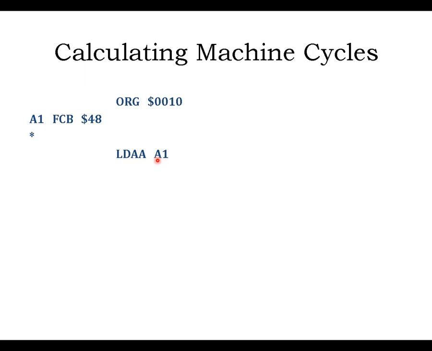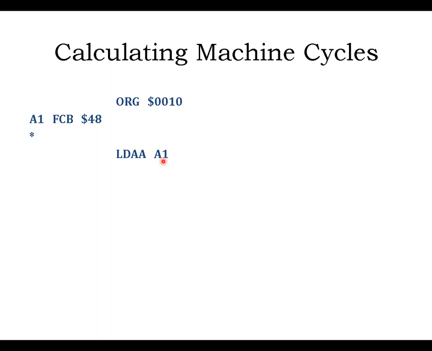So how will you define A1? Look at this. A1 is defined here: A1 FCB 48. That means A1 is a label, which you can compare to a variable name, for example. But remember, anytime you write this, the compiler assumes you are replacing A1 by the address of A1. Can anyone tell me the address of A1? No, 48 is not the address. 48 is the data. We know the difference between data and address, right?